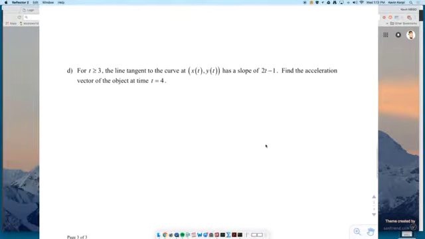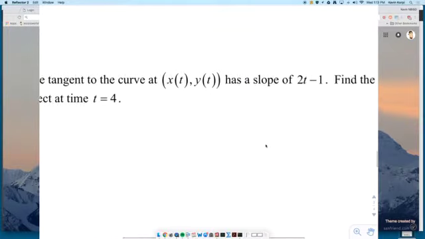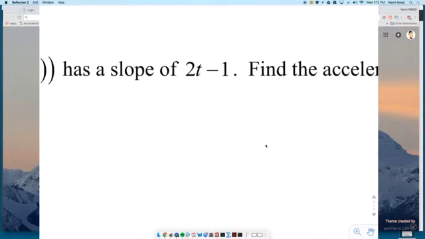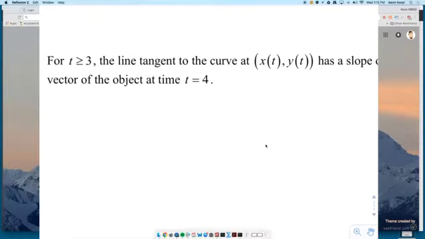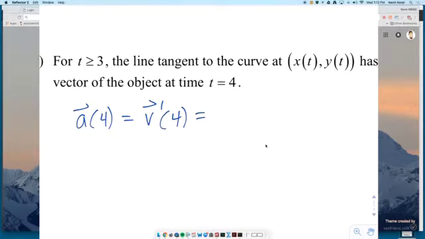Maybe time for one more. For t greater than or equal to 3, the tangent line has a slope of 2t minus 1. Find the acceleration vector at t equals 4. So working backwards, we want the acceleration vector at 4. That's the same as the derivative of the velocity vector at 4, which is going to be x double prime of 4, comma, y double prime of 4.